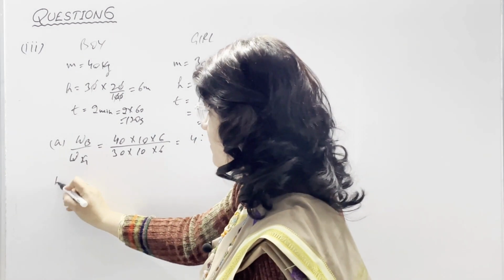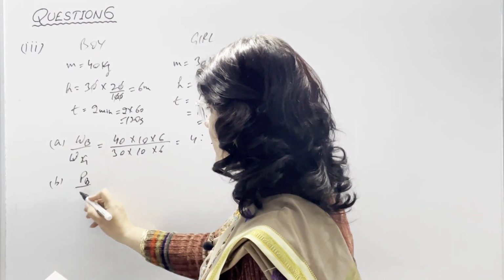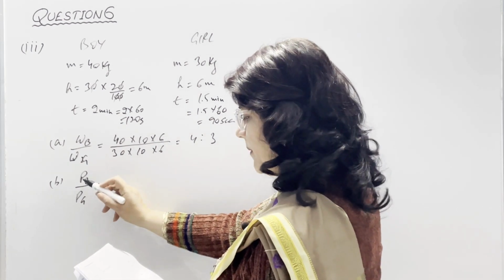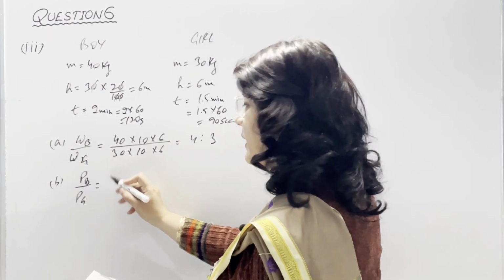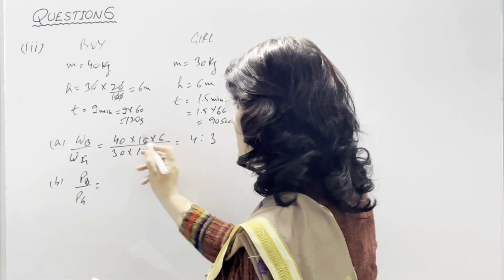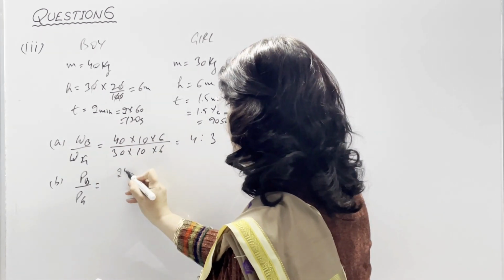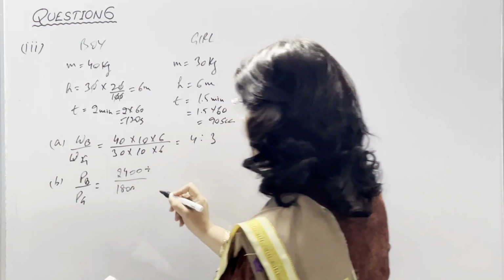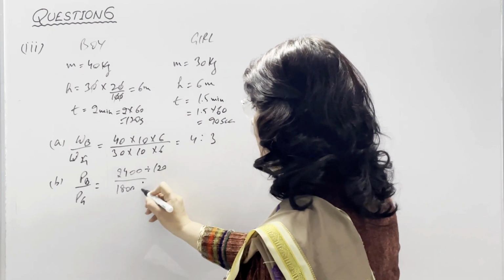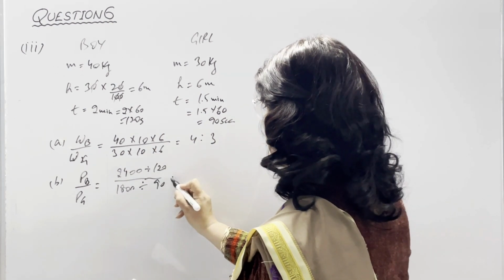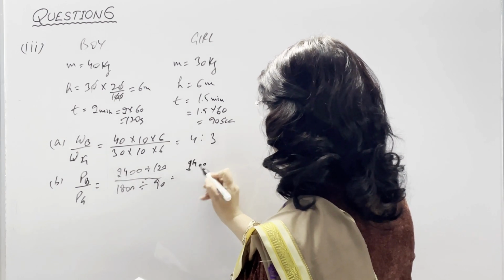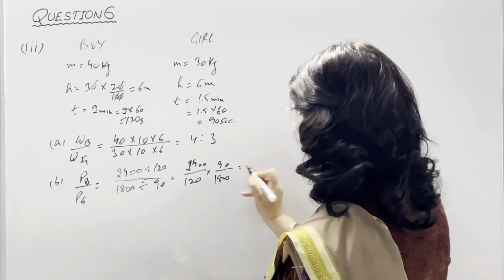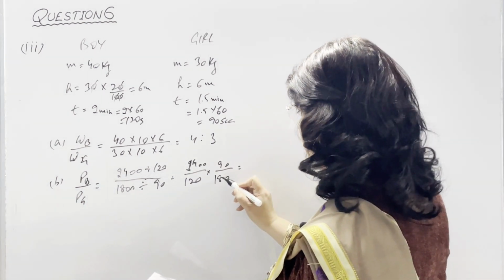And in the B part, power developed. So power in the case of boy and power in the case of girl. Now, power developed is work done divided by time. So work done by boy is this much, 6 into 4, 2400, and 6 into 3, 1800, divided by time, in the case of boy it is 120, and in the case of girl it is 90. So 2400 divided by 120 and 1800 divided by 90. And the answer comes out to be same. You can see here.